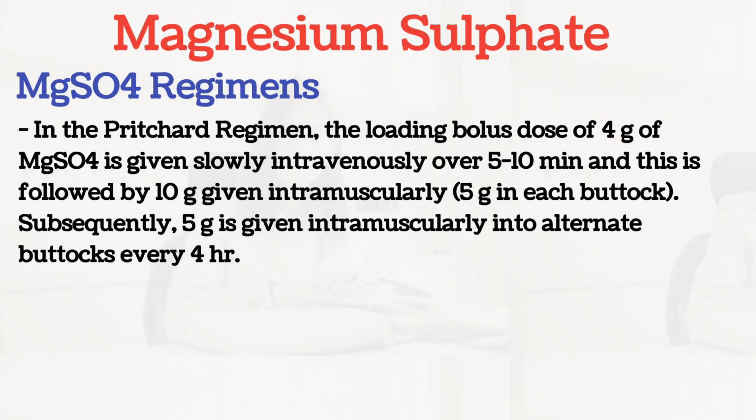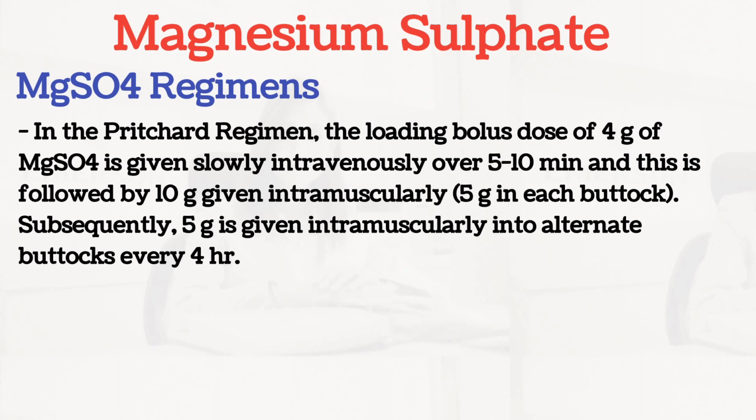In the Pritchard regimen, the loading dose of 4 grams of magnesium sulfate is given slowly intravenously over 5 to 10 minutes, and this is followed by 10 grams given intramuscularly, 5 grams in each buttock, so that's equal to 10. Then after you have given that, you also have to give the maintenance dose, which is 5 grams IM into alternate buttocks every 4 hours.